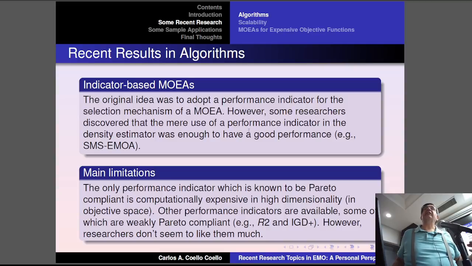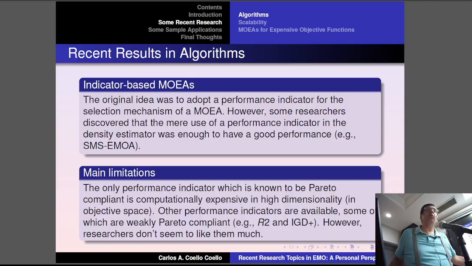Many researchers spent several years trying to find more efficient expressions for computing the hypervolume. Particularly in Germany, many colleagues tried to do this for at least 10 years, and nobody was able to find one. Today, most people believe it's not possible to find a more efficient expression for the hypervolume, at least not in high dimensionality. There are versions that are very efficient for low dimensionality, but not in high dimensionality.